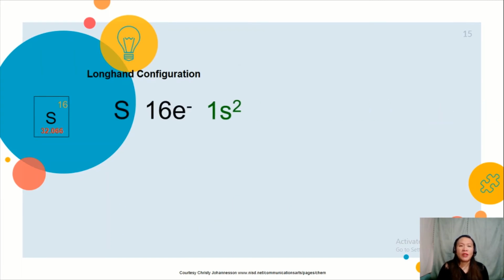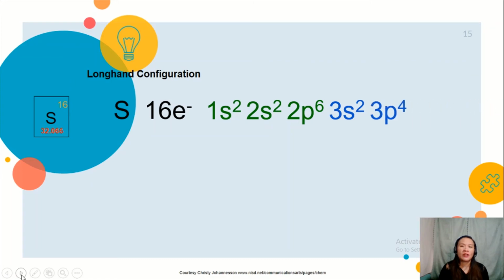Another example is for sulfur. Sulfur has 16 electrons. So the longhand configuration for that will be 1s2, 2s2, 2p6, and 3s2. So it's actually in the third energy level, okay? 3p4. These ones are what we call the valence electrons because they are in the outside orbitals.